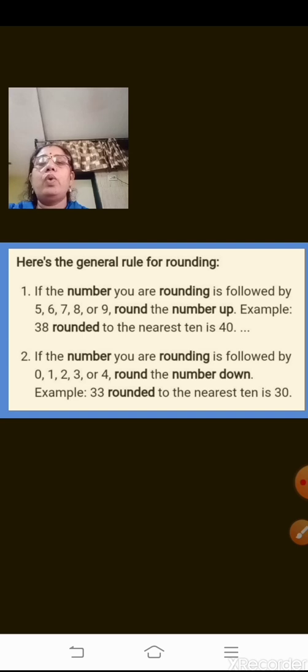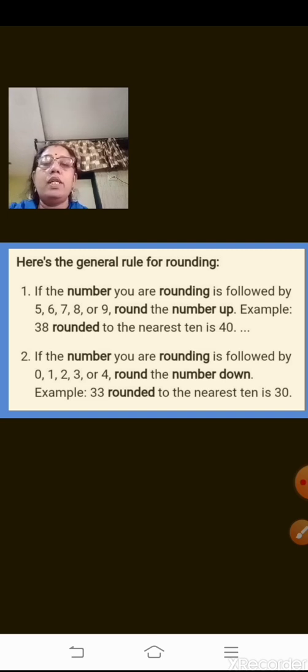Now let us have a look at the general rule for rounding off. In the last class I have already shown you this slide, so just as a revision, let's see again. If the number you are rounding is followed by 5, 6, 7, 8 or 9, round the number upwards. For example, 38. While rounding off a number to the nearest 10, 38 is followed by the number 8. So when it is rounded off to the nearest 10, it becomes 40.